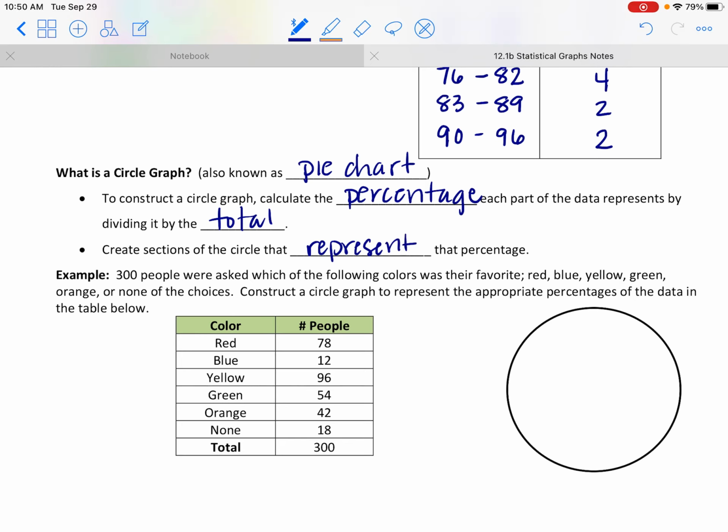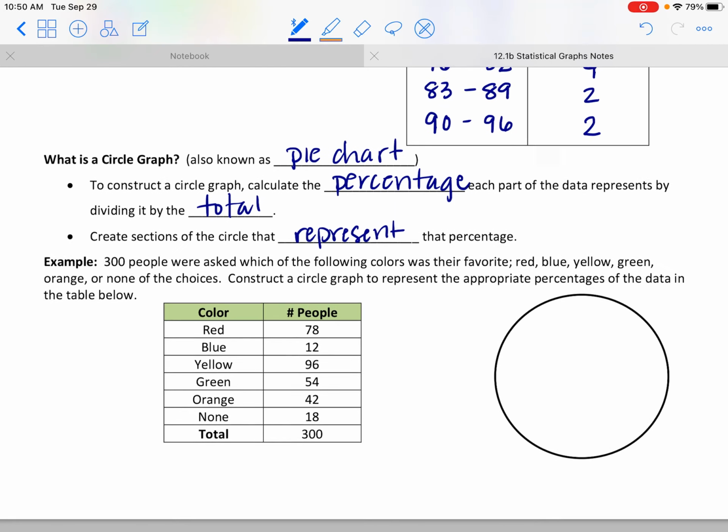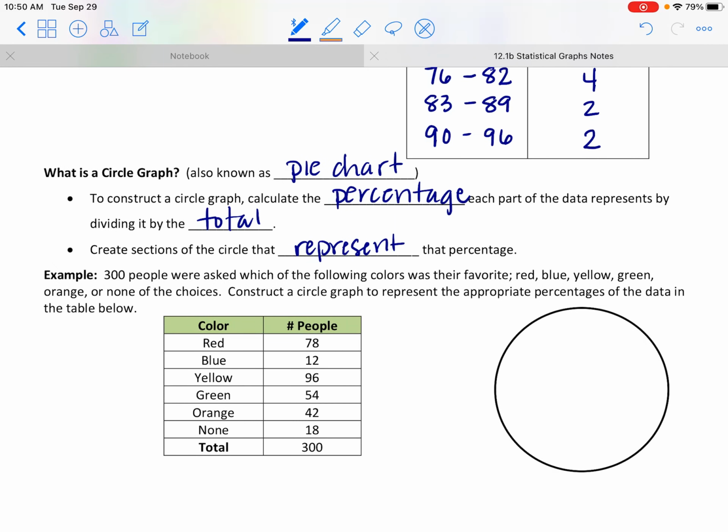Okay, so we've got 300 people. They were asked which of the following colors were their favorite. Choices were red, blue, yellow, green, orange, or none of these. And we're going to try to construct a circle graph that represents the appropriate percentages of the data. So again, 300 total. If 78 people said red was their favorite color, then to get the percent, we have to take 78 and divide it by 300.